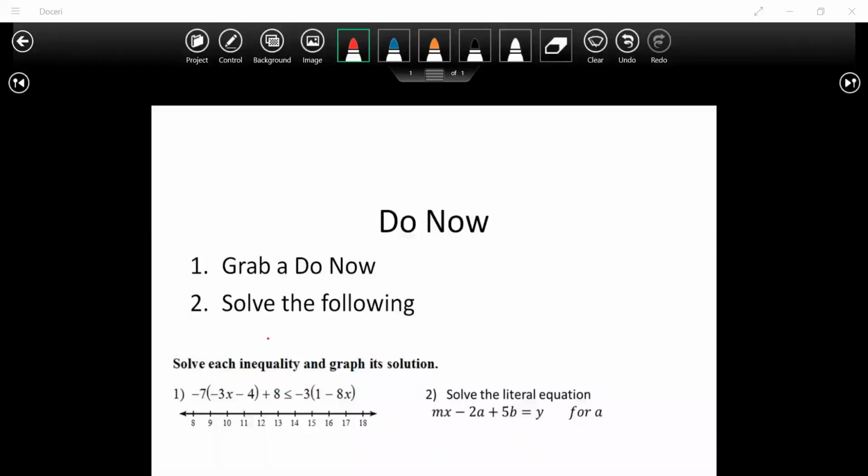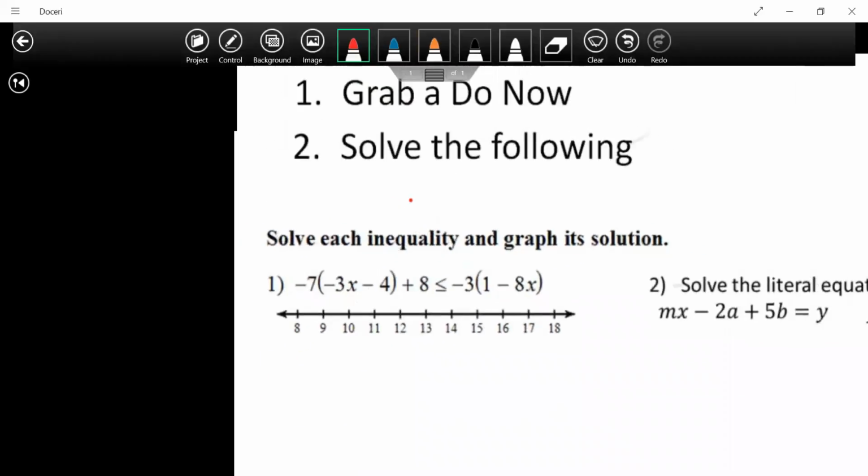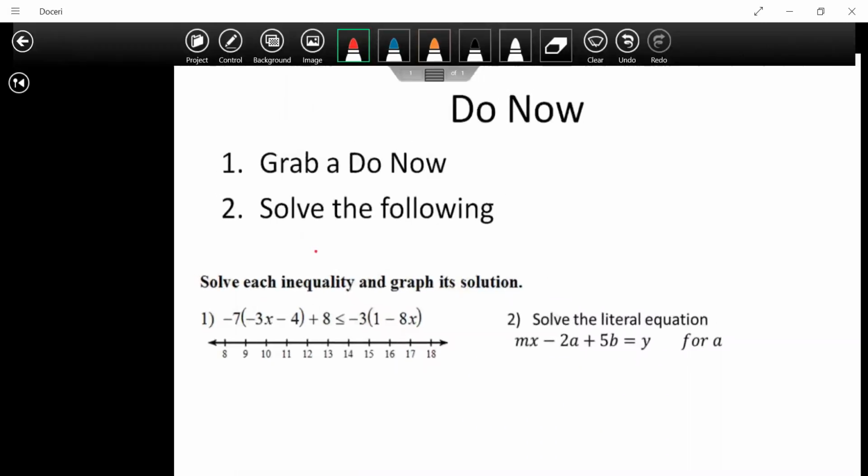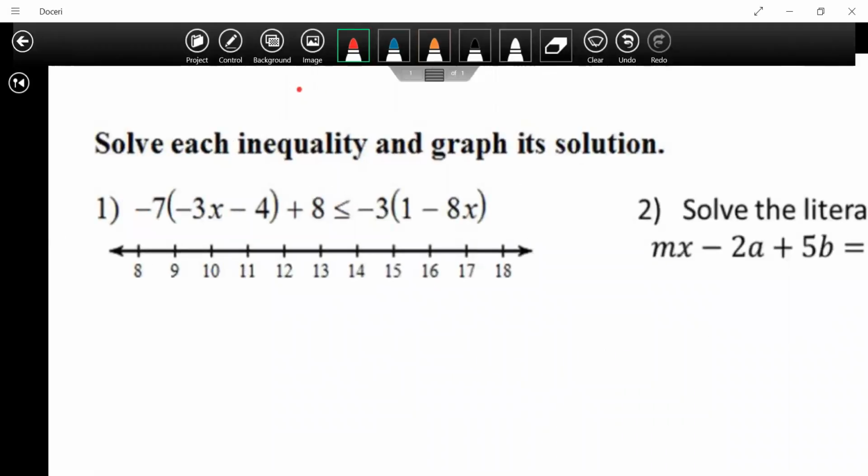So here we go. You guys have the do now. Grab the do now from up here. You should be ready for those. I'll give you plenty of time to do them. We're going to get started with solving the inequality.